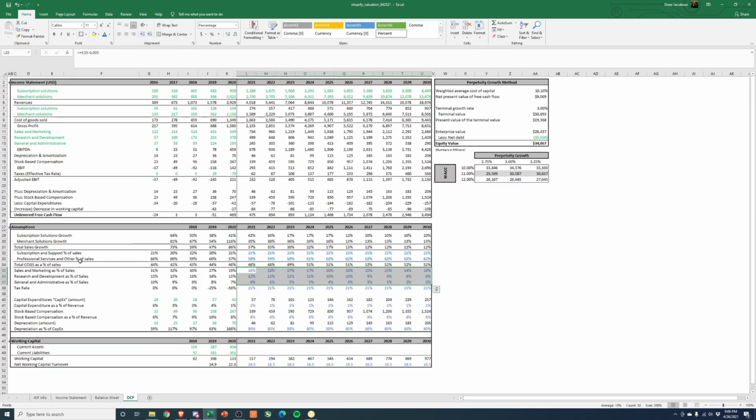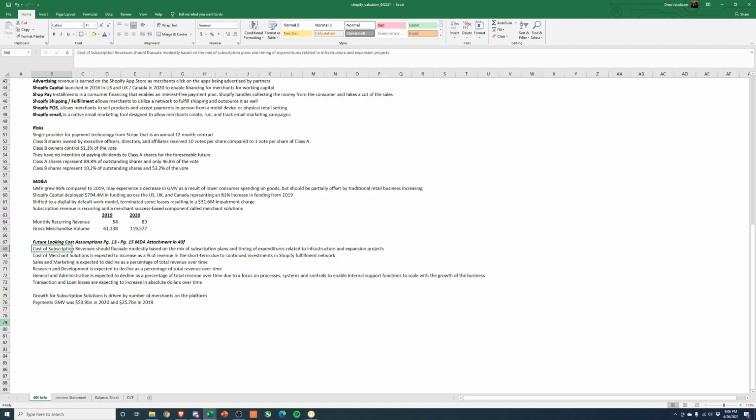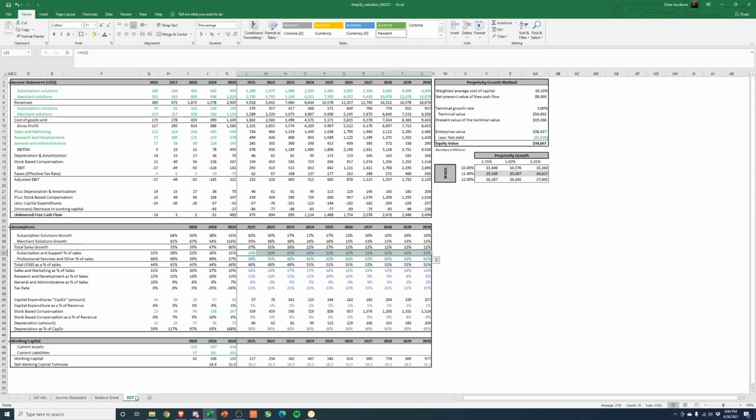The next piece is the COGS. Subscription and support, I held flat. They say it's going to fluctuate modestly based on the mix of subscription plans and the timing of expenditures. What that tells me is this is a pretty fixed percent of margin. If you sell more premium plans, your margins improve; if you sell less, they decrease. But historically it's been 20 to 22%, so holding it at 21% seems safe.